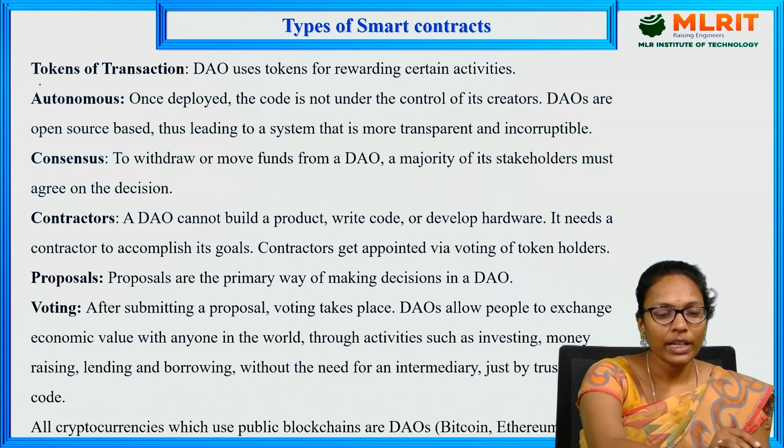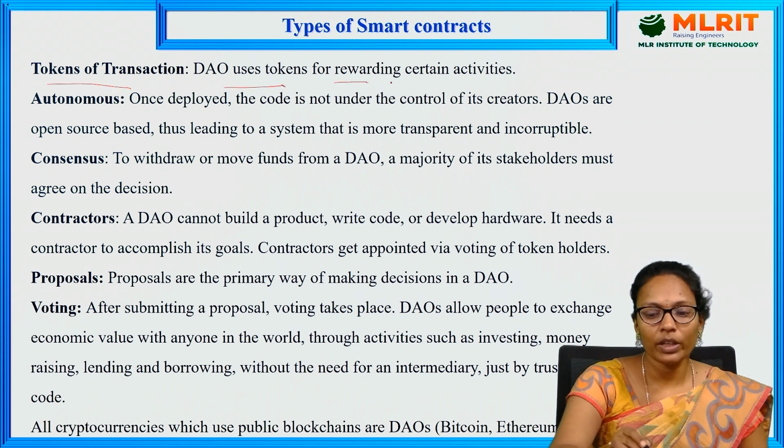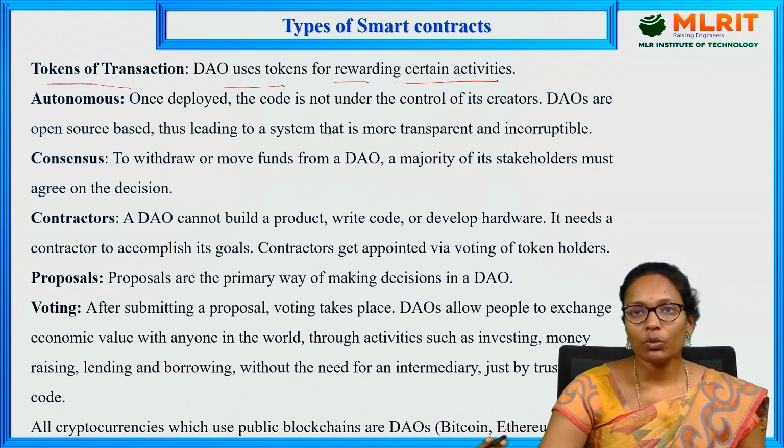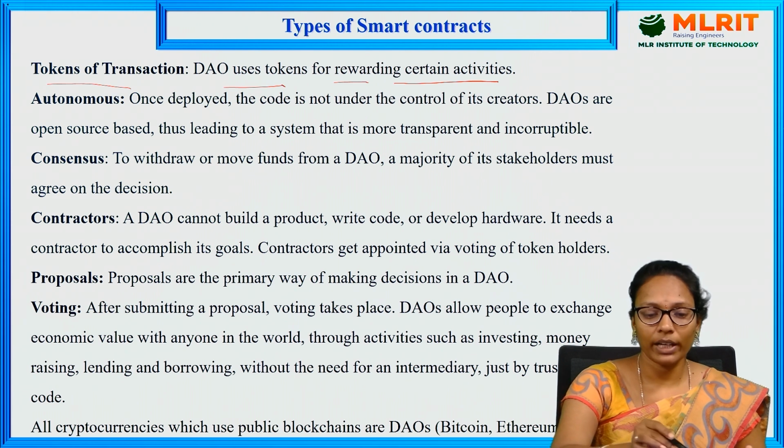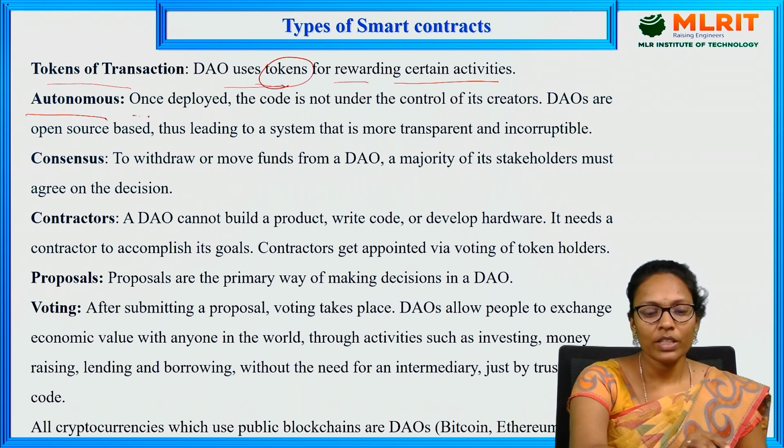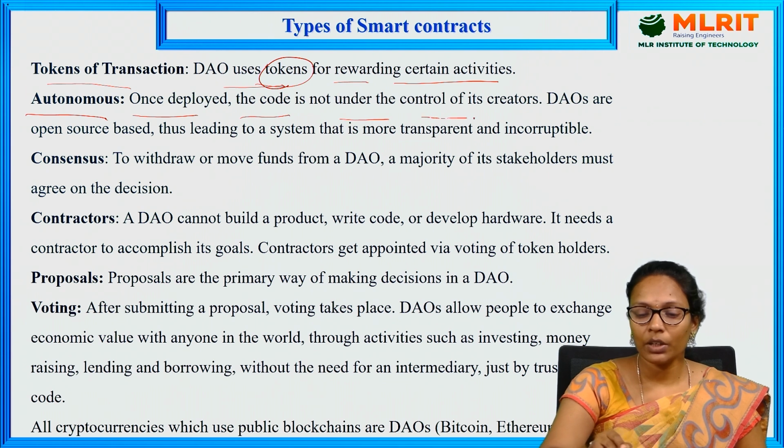Tokens of transaction: DAO uses tokens for rewarding certain activities. We know tokens and coins, right? Like Bitcoin, we also have tokens. So DAO is using tokens for appreciation. If any stakeholder is performing well or doing any special activity, the DAO gives tokens.